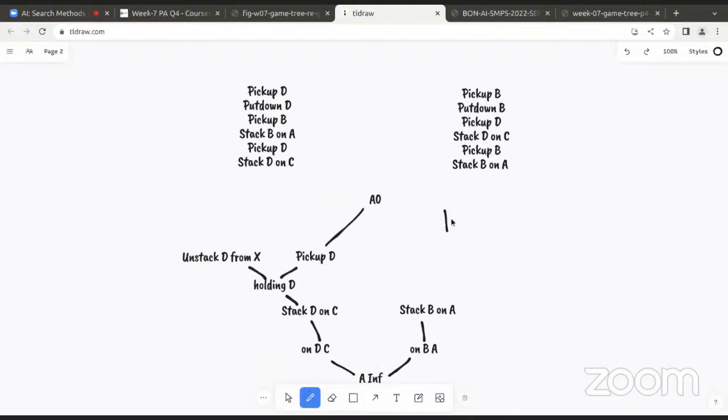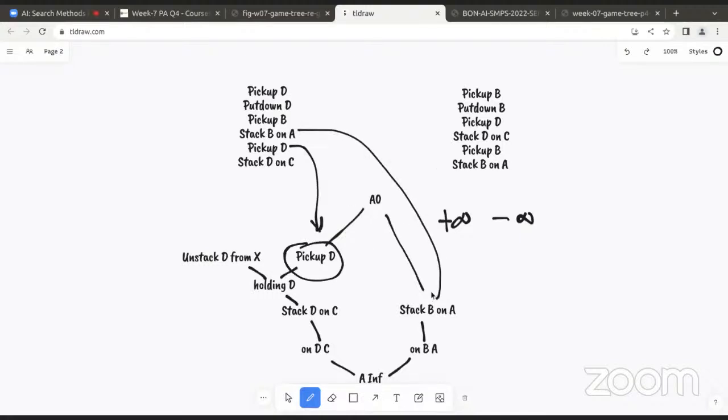So let me write plus infinity, minus infinity. Okay, my handwriting is also improving. But if I have a digital pen, it will be better. See, now this we can't do, because this pickup D is the second pickup D in the plan. It is this pickup D here. And this stack is this one here.